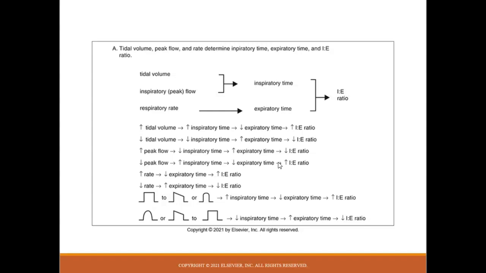So as I increase my tidal volume, I'm going to need more time for that tidal volume to be delivered, so then I have less time for expiration. As tidal volumes decrease, I need less inspiratory time, and my expiratory time will increase. If my peak flow increases, my I time gets shorter. If peak flow decreases, my I time gets longer. All right, so that gives you some of those scenarios.